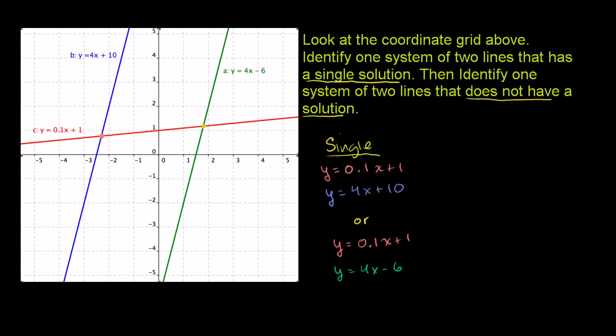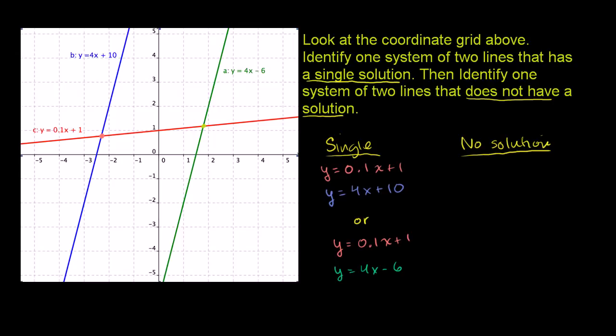Now, the second part of the problem, they say identify one system of two lines that does not have a solution. So no solution. In order for there to be no solution, that means the two constraints don't overlap, that there's no point that is common to both equations, or no pair of x, y values common to both equations. And that's the case of the two parallel lines here, this blue line and this green line. Because they never intersect, there is no coordinate on the coordinate plane that satisfies both equations. So there's no x and y that satisfy both.